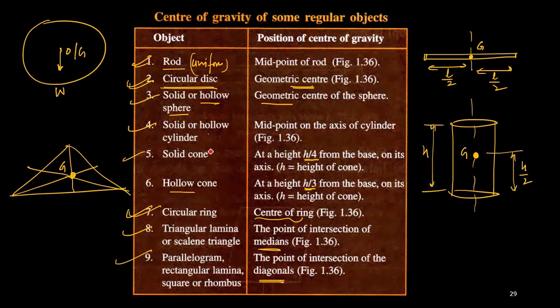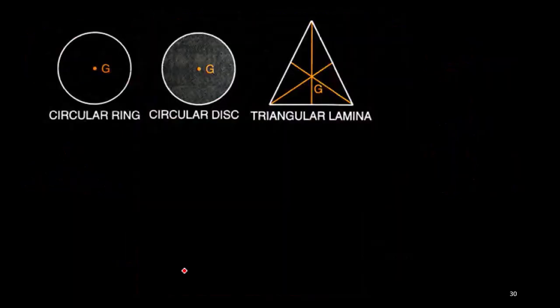So in this way you get the position of the G point from regular shape geometry. These are only valid for regular shape geometry, that means when the material has constant density. If the density is constant, then only I can say these are the locations of the center of gravity. If the density is not the same, then G will be different, at different locations. So these are the different positions we have already covered: circular ring, circular disc, triangular lamina.